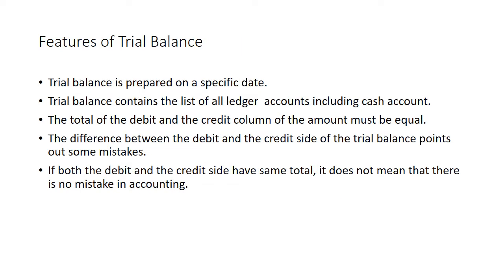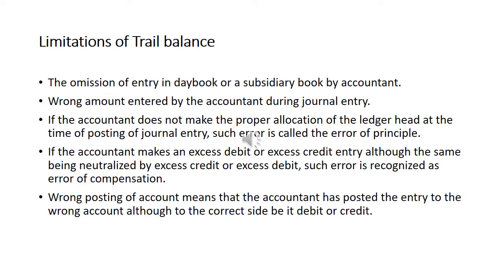Now what are the features of trial balance? Trial balance is prepared on a specific date. Trial balance contains the list of all ledger accounts including cash account. The total of the debit and the credit column of the amount must be equal. The difference between the debit and the credit side of the trial balance points out some mistake. If both the debit and the credit side have the same total, it does not mean that there is no mistake in accounting.